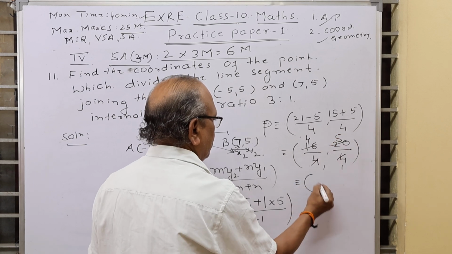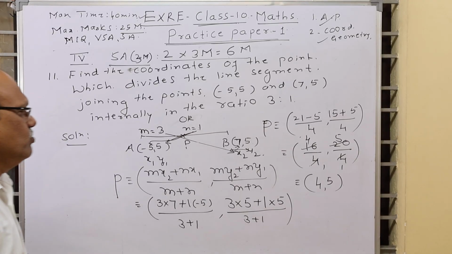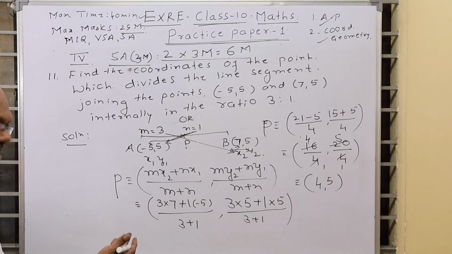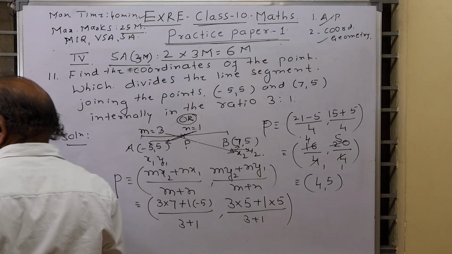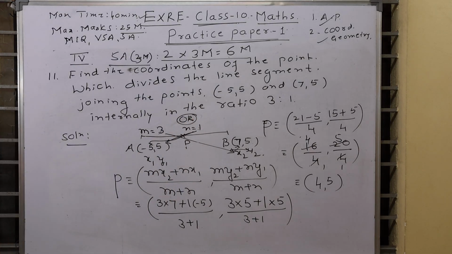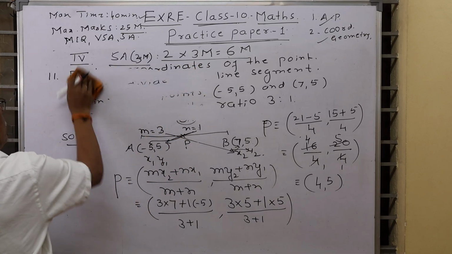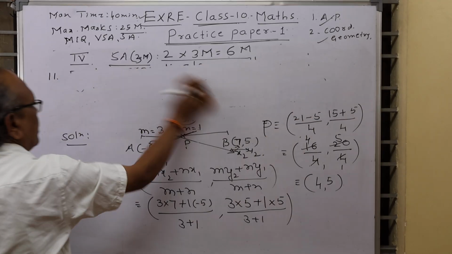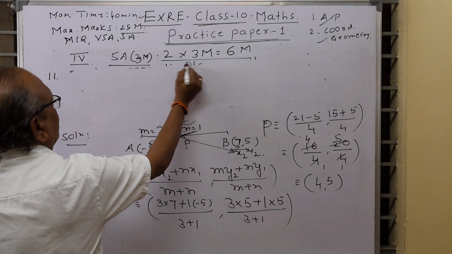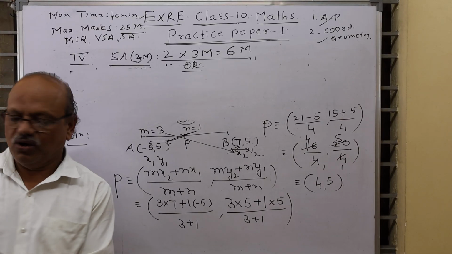This problem appeared in the model paper. The same question I have taken for you. The answer is (4, 5). This is a very easy question, an application of the section formula you learned. An option will be given to it. For the 11th problem there is a choice: either you can solve this, or you can solve the other one.